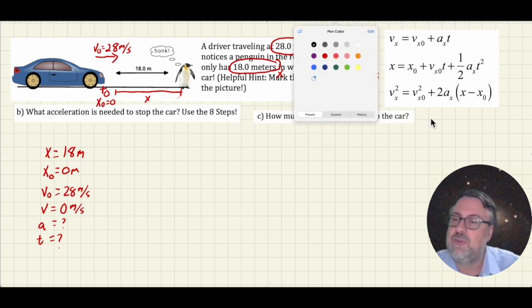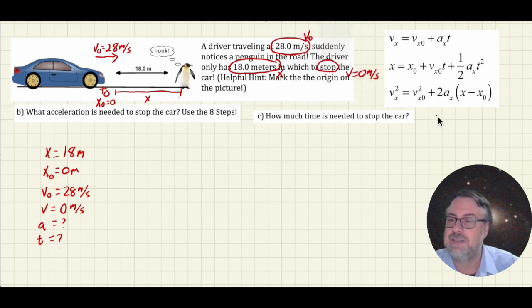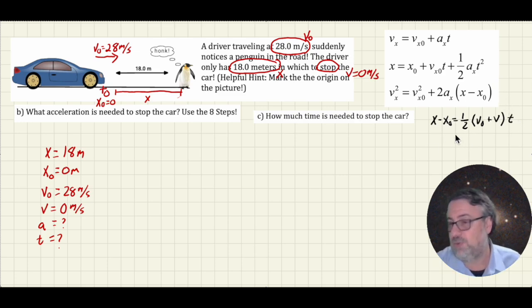So a very useful motion equation that's not on the equation sheet is that x minus x naught equals 1/2 times v naught plus v, times t. Now, this version of this motion equation would allow me to find time first, but since it's not on the AP equation sheet, I'm going to pretend that I do not know this equation. So let's find the acceleration first.